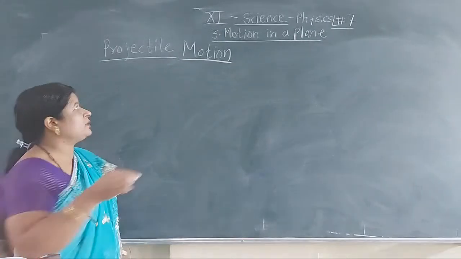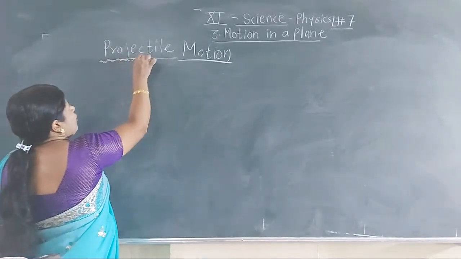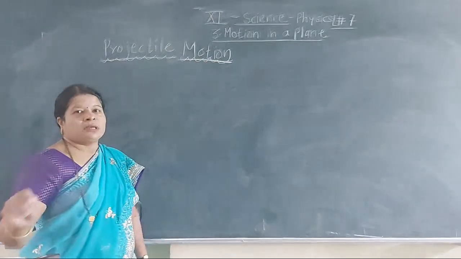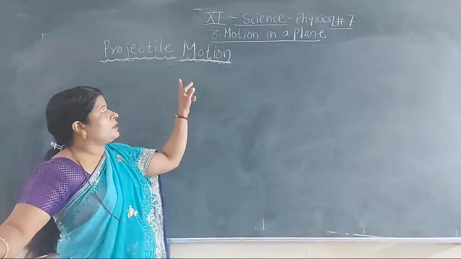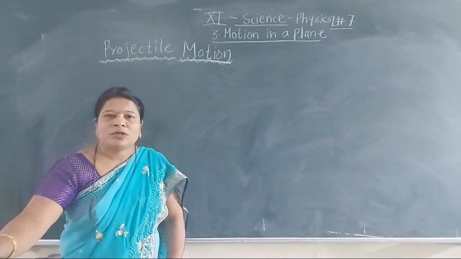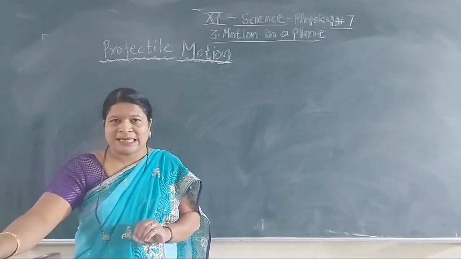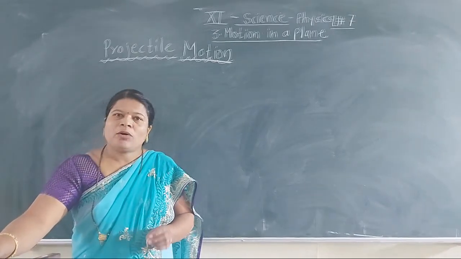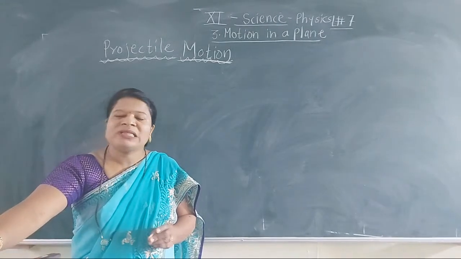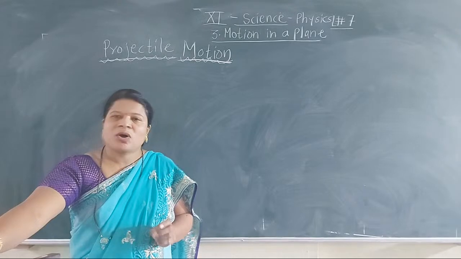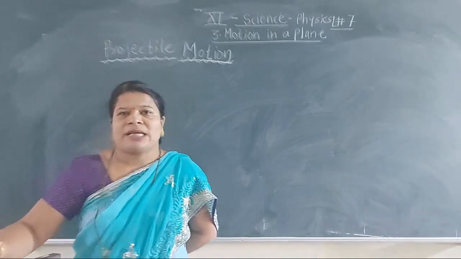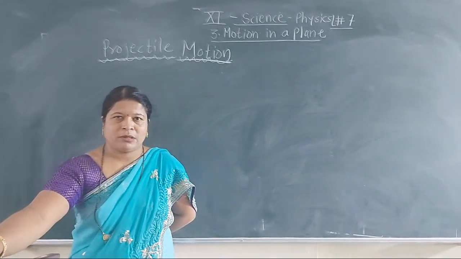Projectile motion. This is the third type of motion, projectile motion. So what is meant by projectile motion? Any object in flight after being thrown with some velocity is called a projectile, and its motion is called projectile motion.